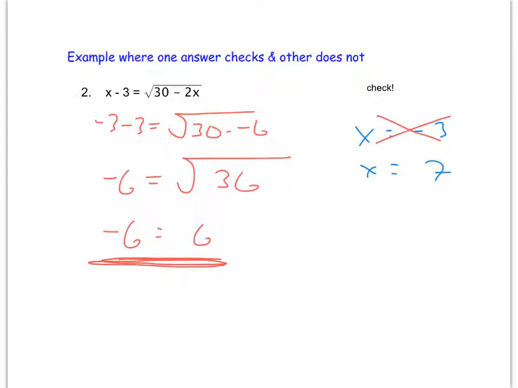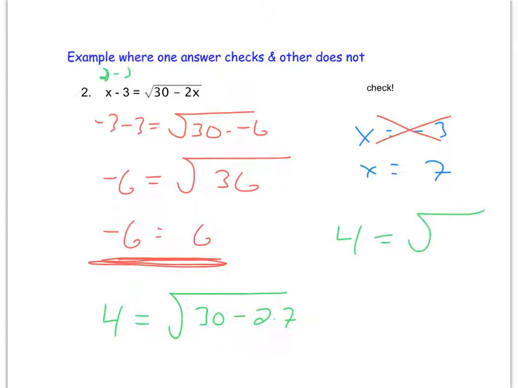Let's check 7, and we'll do that one in green. 7 minus 3 is 4. 4 is equal to the square root of 30 minus 2 times 7. 2 times 7 is 14, so I get 4 is equal to the square root of 30 minus 14, which is 16. The square root of 16 is 4. 4 equals 4. That answer, x equals 7, checks.